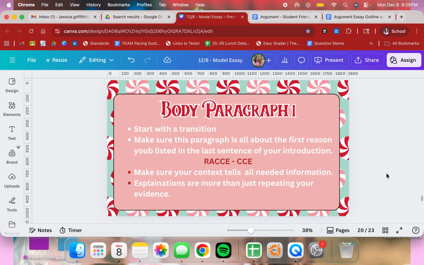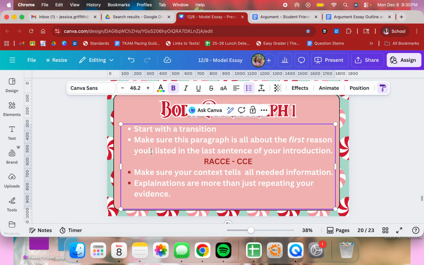All right, now on to body paragraph 1. So we're going to need to use a transition word of some sort. So to begin with, to start, kind of shy away from using first, next, last. We're above that now that we're in 8th grade. But think of something to transition into that first reason. Make sure this paragraph is all about the first reason listed in your introduction, the last sentence of your introduction. I'm going to fix my typo.